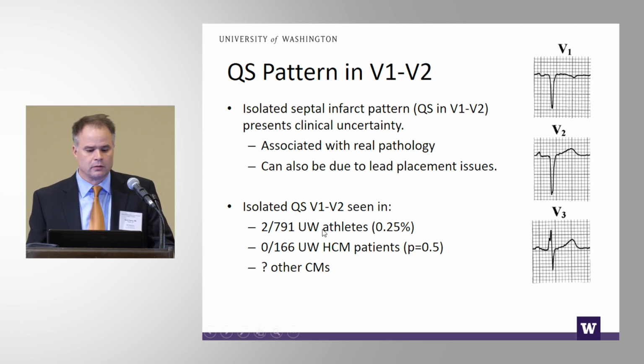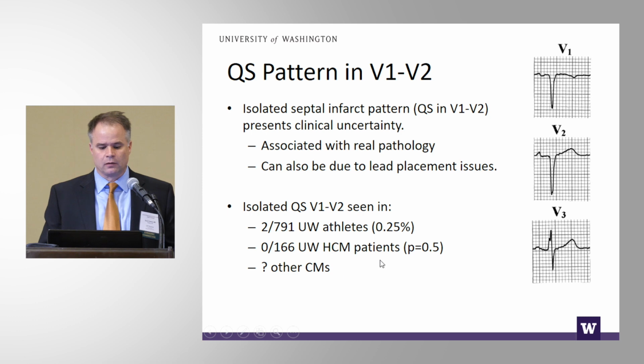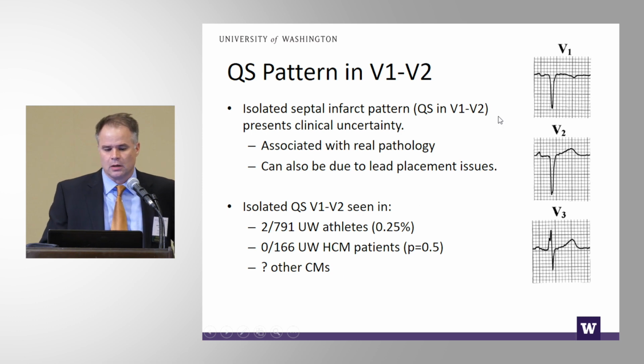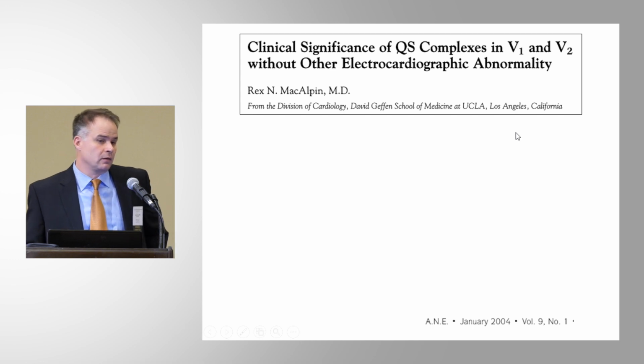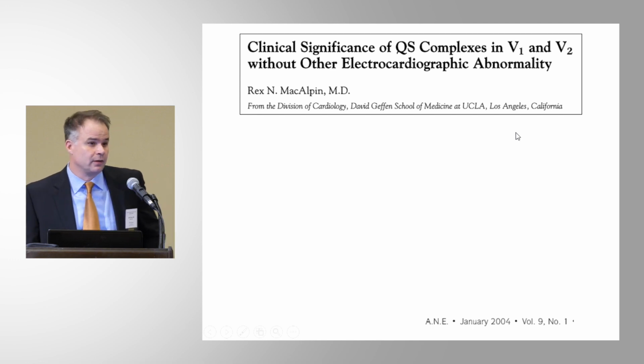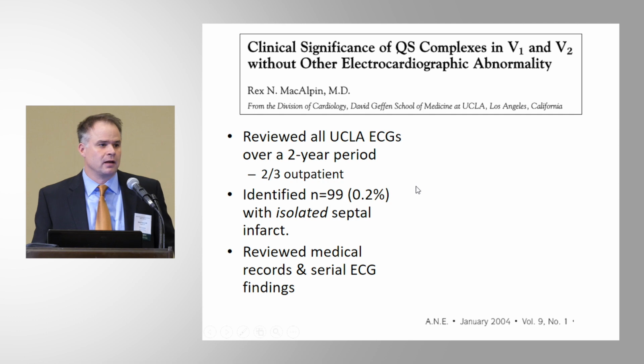So in our data, we had isolated QS leads seen in 2 of our 791 athletes, so the prevalence was 0.25%. We didn't see any in our HCM population. This is the best data we have on this, I think, and this is a single author paper, which I was quite surprised by, but this individual had reviewed all of UCLA's ECGs over a 2-year period, 2/3 of which were outpatient individuals, and they identified 99 of those, 0.2%, with this isolated septal infarct pattern.